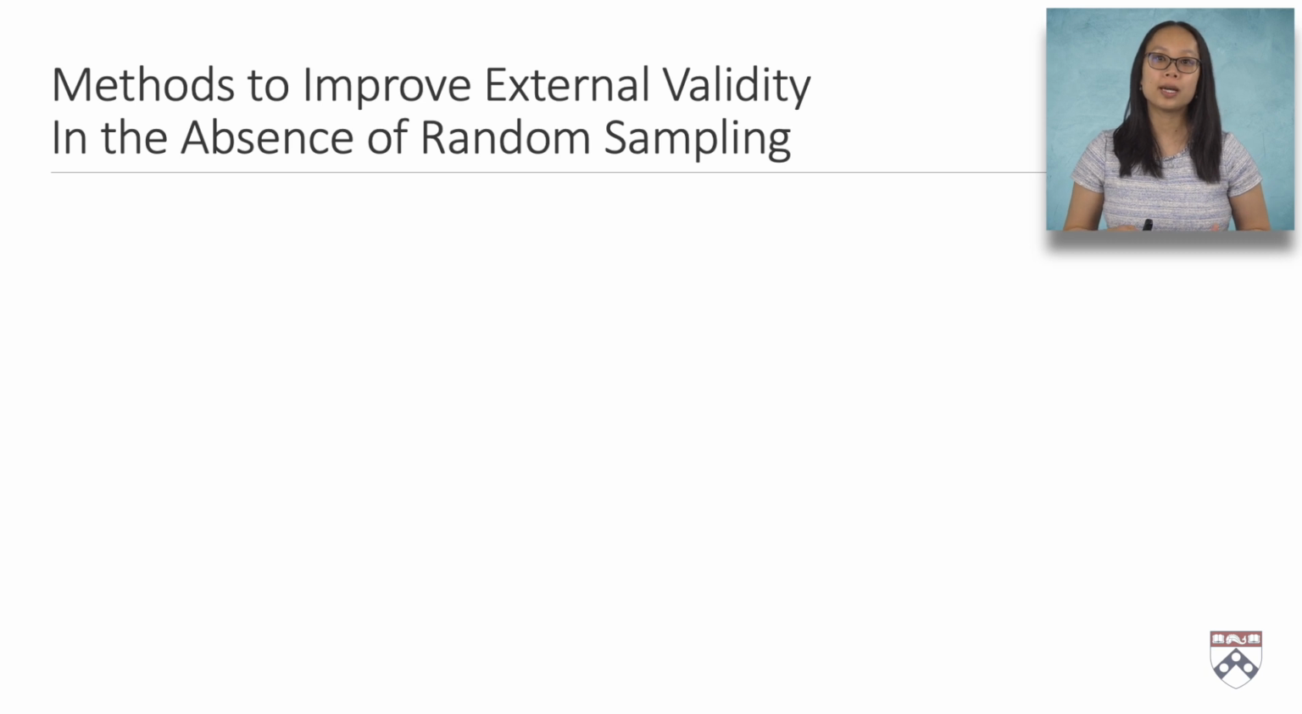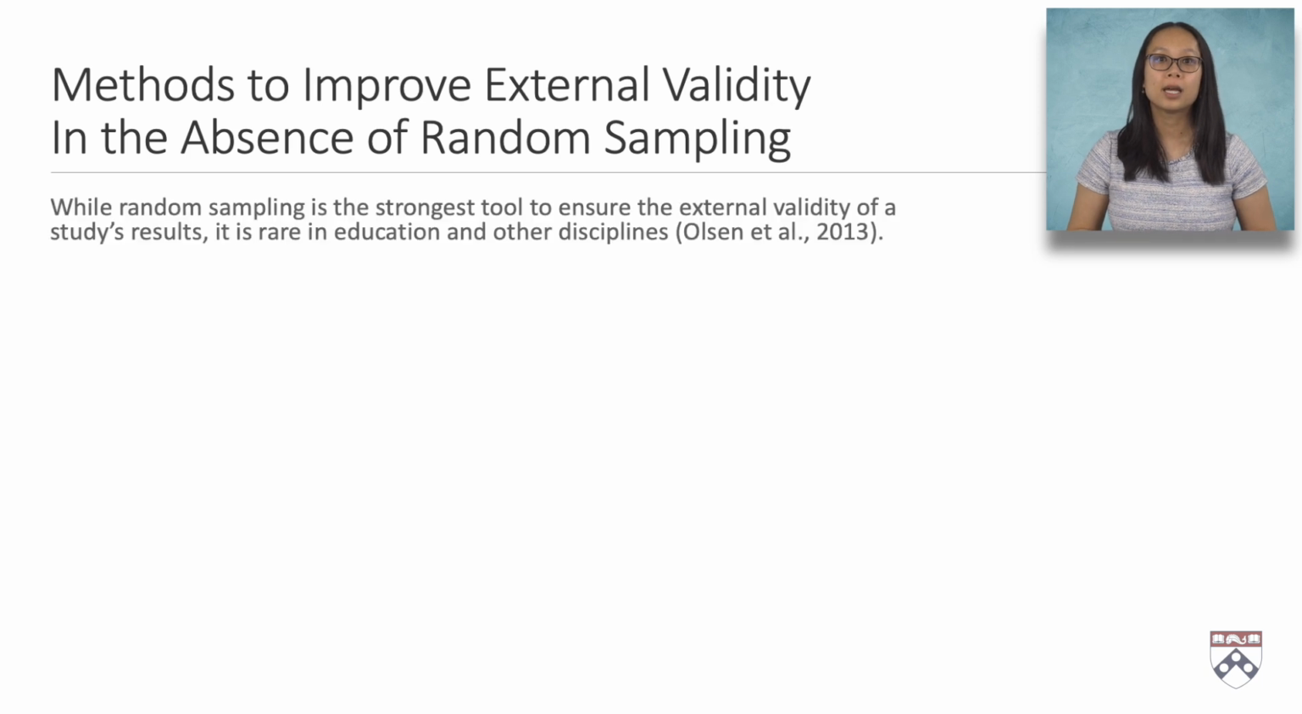Now, similar to the quasi-experimental approaches to mitigate the threats to internal validity in non-experimental settings, we also have methods to improve external validity in the absence of random sampling, which again is the most common threat to external validity and generalizability. So, while random sampling is the strongest tool to ensure the external validity of a study's results, it is actually very rare in education and other disciplines, and it's much more common for researchers to engage in purposeful or intentional sampling in which certain student populations are specifically targeted and invited to be recruited into a study.